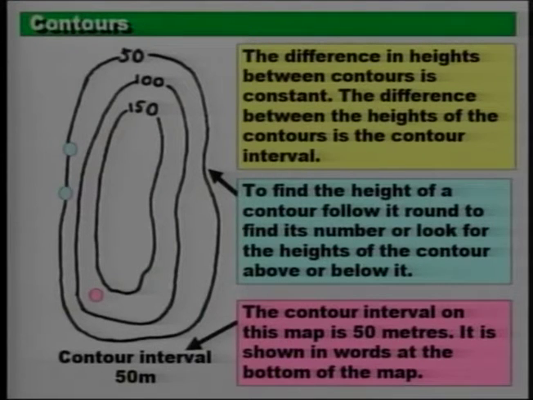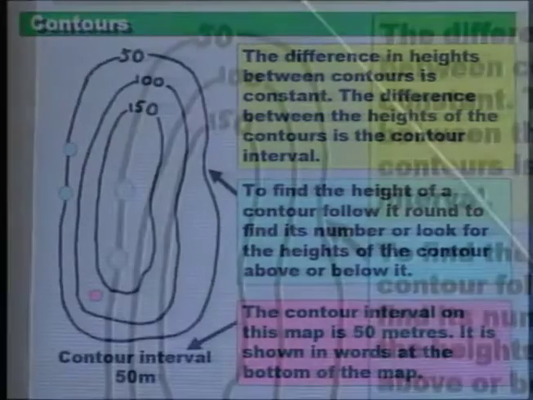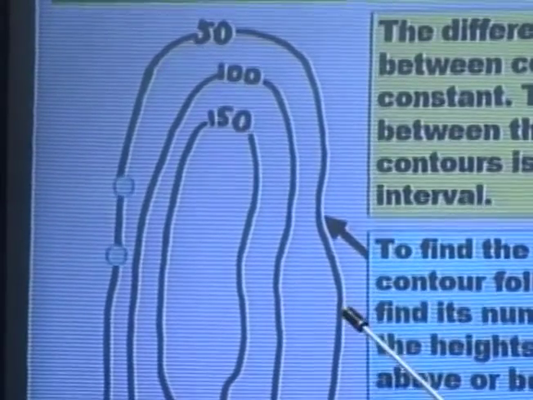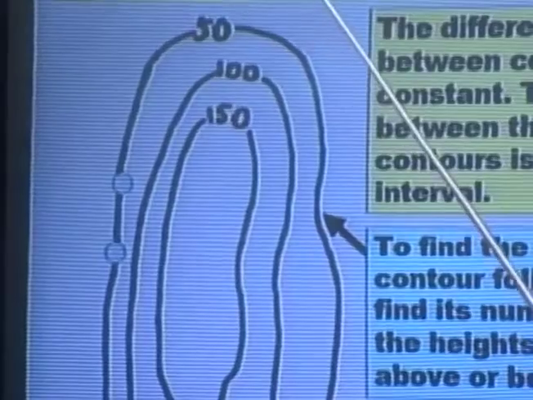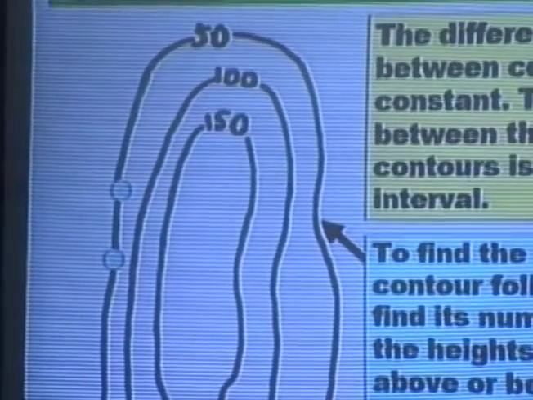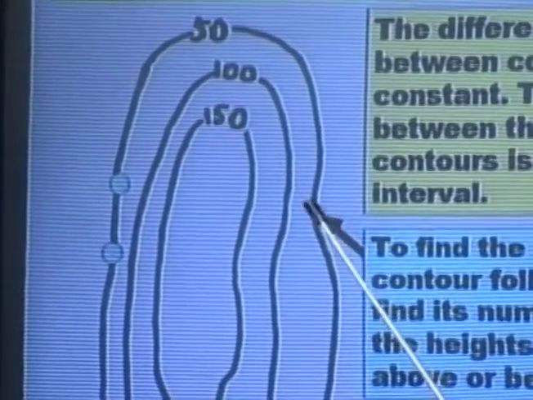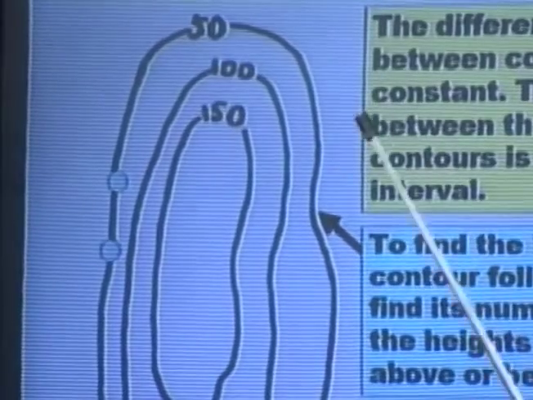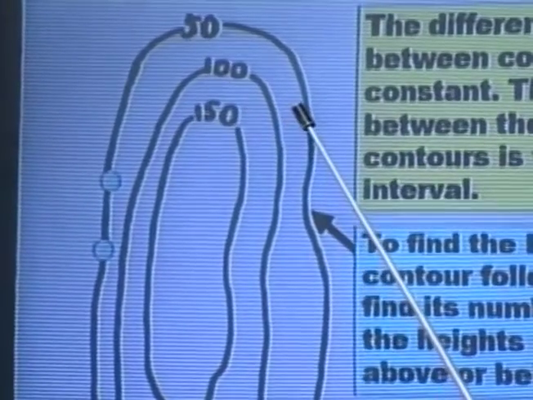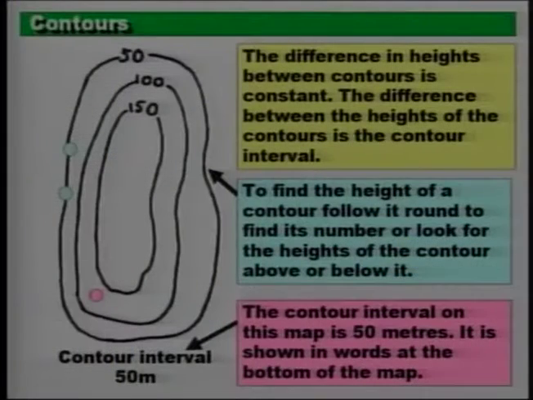To find the height of a contour, all you need to do is follow it right around until you find a number. So if I have to find the height of this place, I follow this right around until I come to a number, then I know that's the value for that particular contour or height. If I cannot do that, because sometimes it becomes very difficult when looking at topographic maps where the contour lines are so close together, then I look for the value of the contour above or below it, and I can work out what the value of this particular contour is going to be. And finally, the contour interval will always be the difference in height between the contours.